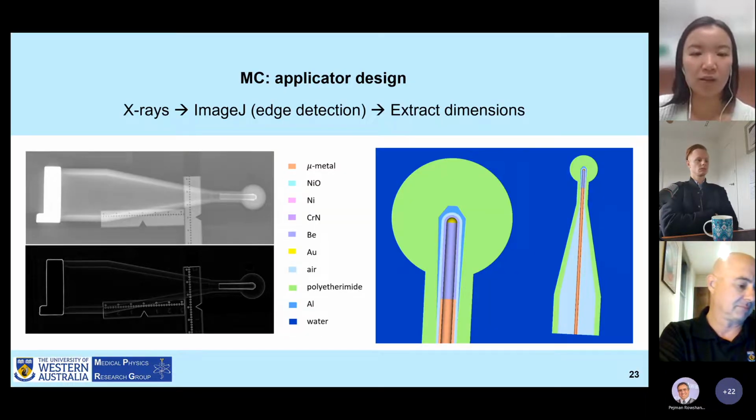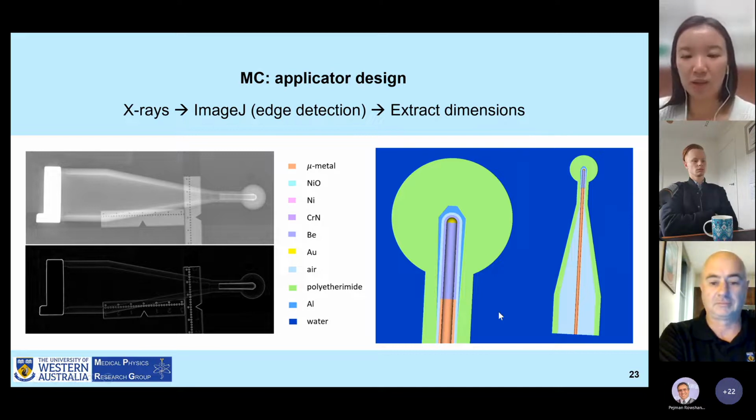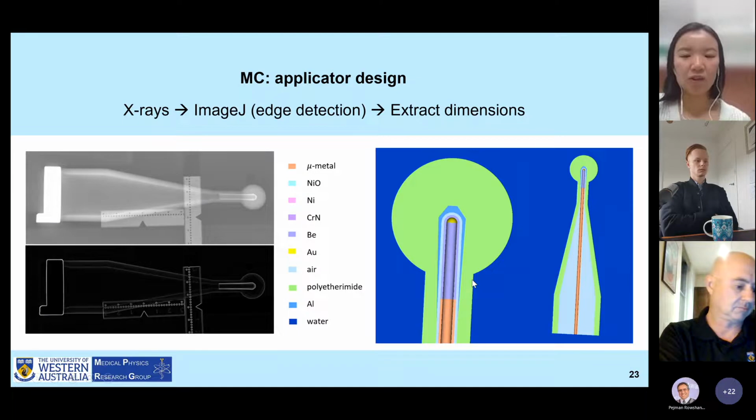For the applicators, things were a little bit more complicated. The manufacturer doesn't provide any information about the dimensions. So we had to take an X-ray of each applicator, perform edge detection on ImageJ, and then extract those dimensions manually to produce what you see on the right here, which is the Monte Carlo design. You can see that there's a blue aluminium filter present in this diagram. This filter is only present for the smaller applicators, less than 3 centimeters in diameter.